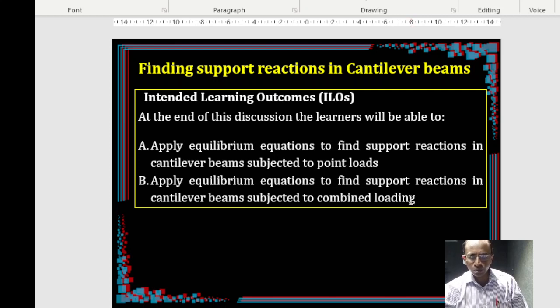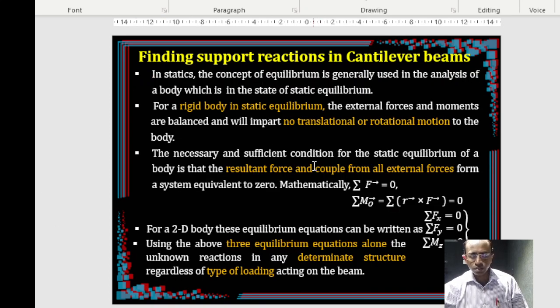If you know how to apply equilibrium equations regardless of whatever the loading is, you can easily find out the reactions, right? So before going to that, let us have a little understanding about the equilibrium equations. In engineering mechanics, we have studied that for a rigid body in static equilibrium, these conditions are necessary and sufficient, right? What are those? The forces acting in all the directions, say sigma Fx, sigma Fy and sigma Fz, must be equal to 0.